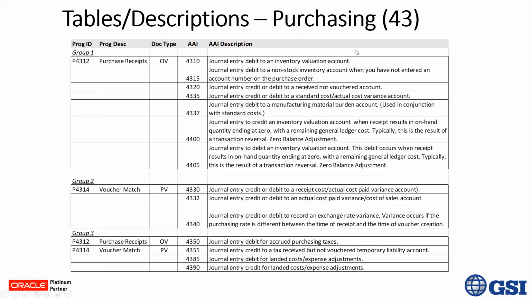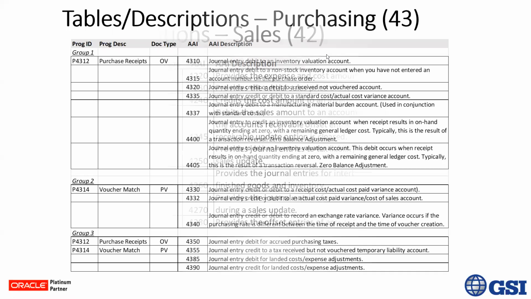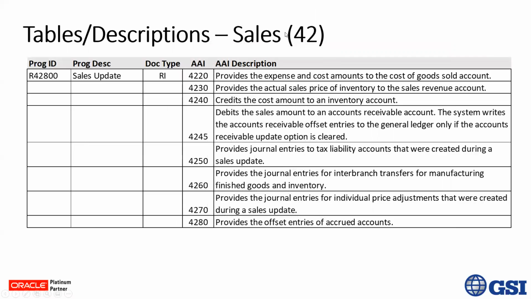So remember, inventory was 41, purchasing is 43. Sales, so now I'm talking about doing a ship confirmation, is all system code 42. So these are the DMAAIs for a sales order.